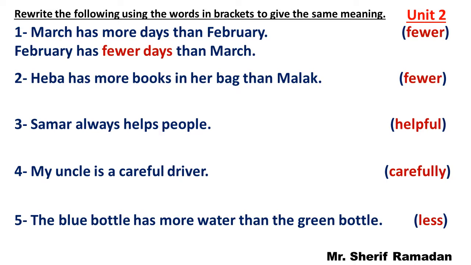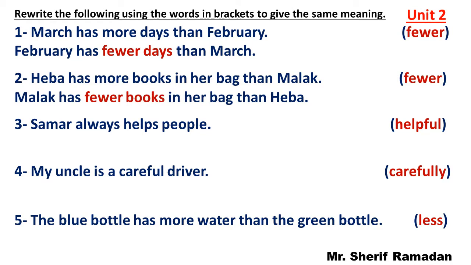Number 2. هبة has more books in her bag than ملك. استخدم كلمة fewer، برضو هنعكس الجملة، هنبدأ بملك، بقول ملك has fewer books in her bag than هبة، لأن الجملة الأصلية بتقول إن هبة عندها كتب أكثر في شنطتها من ملك. يبقى لما استخدم كلمة fewer بنعكس الجملة.